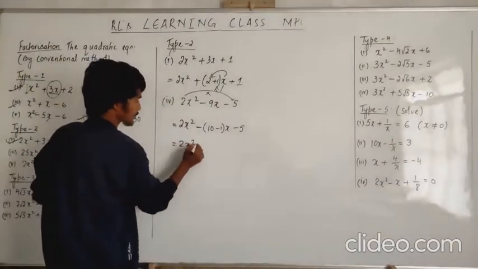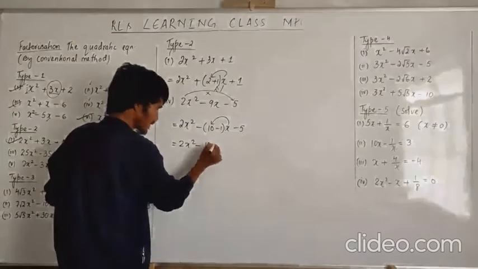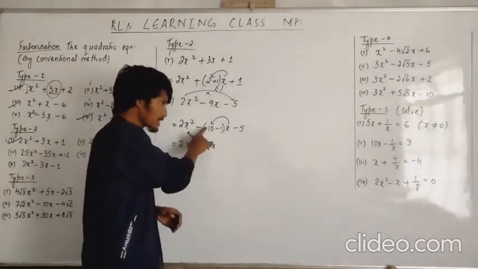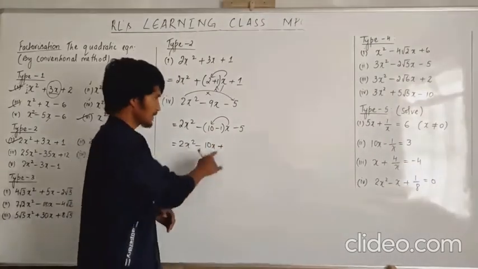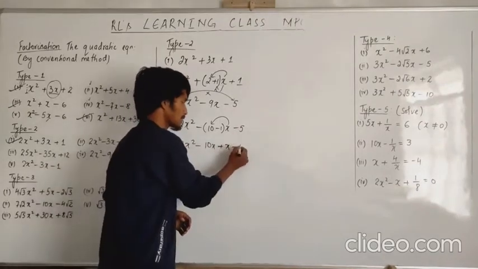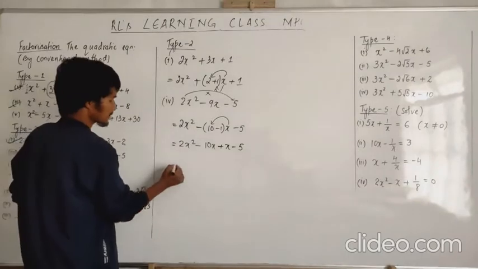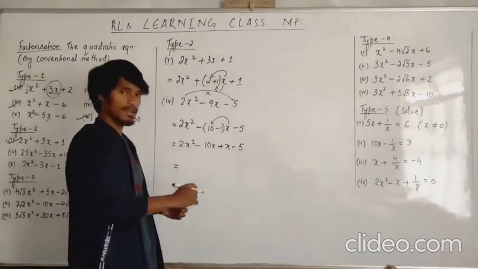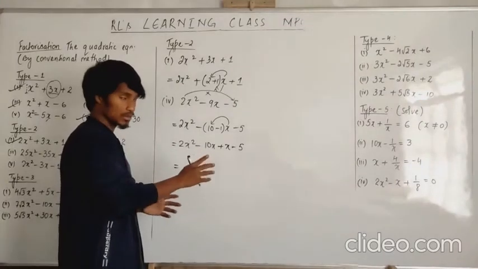Then 2x squared minus, now if you multiply x into 10, 10x. But here is minus and here also minus, then minus into minus changes to plus. Then x into 1 will be x, then here minus 5. Then again you have to look for the common factor. Here x is there, x is there, x is common. Here 2 is there, but here there's no 2, so 2 is not common.